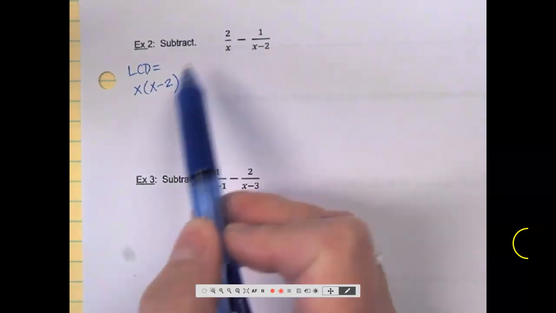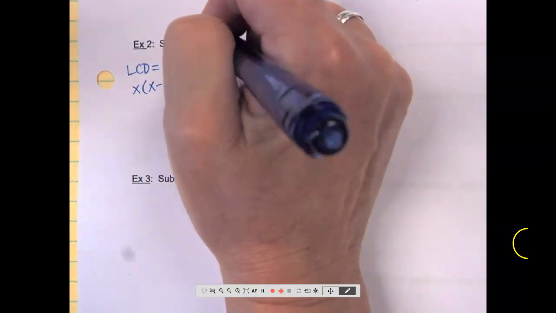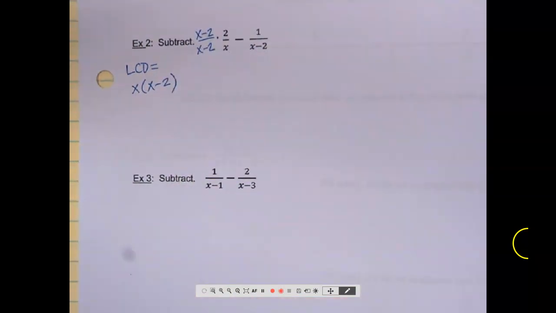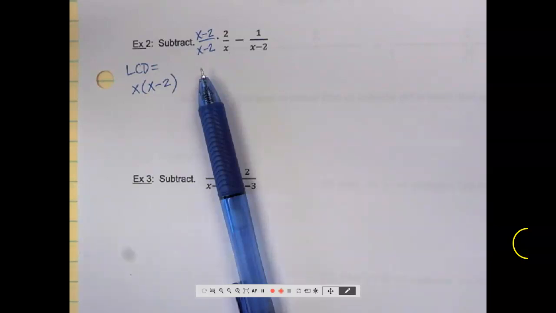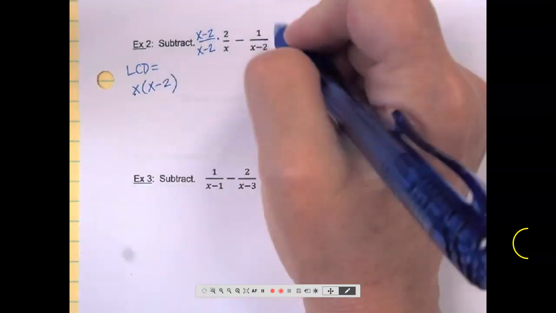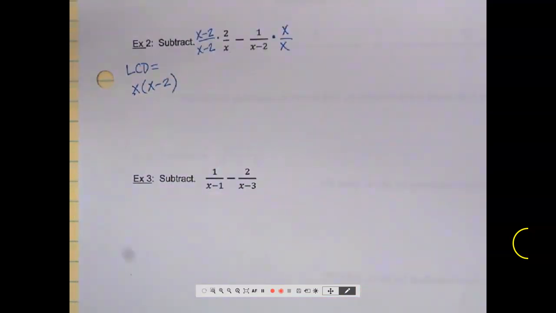This one has the x, but it doesn't have an x minus 2. So I'm going to multiply top and bottom by x minus 2. I am multiplying by 1 there. It's a crazy fancy form of 1, but it is still 1, so I'm not changing the value of that fraction. Over here I have an x minus 2. I'm missing the x. Top and bottom have to get multiplied by x, so that I'm multiplying by 1, not changing the value of the fraction.